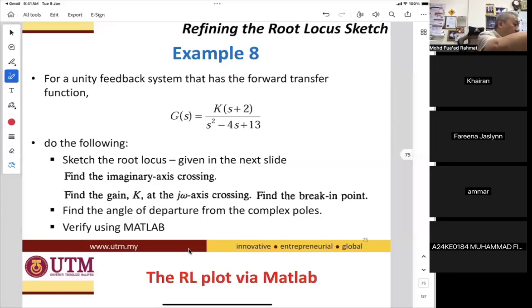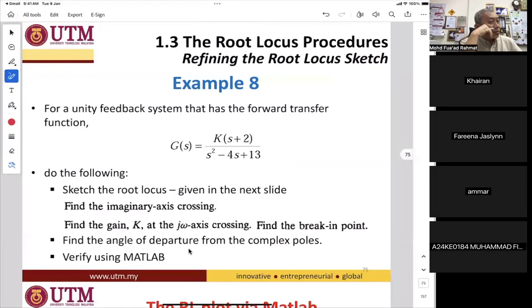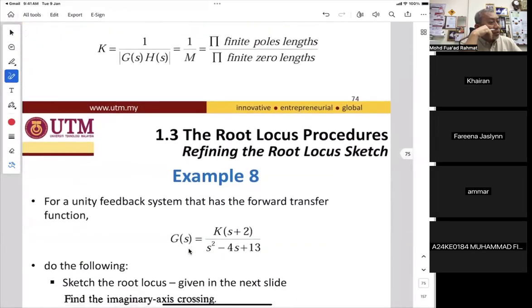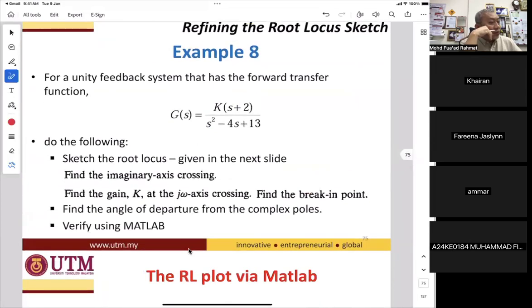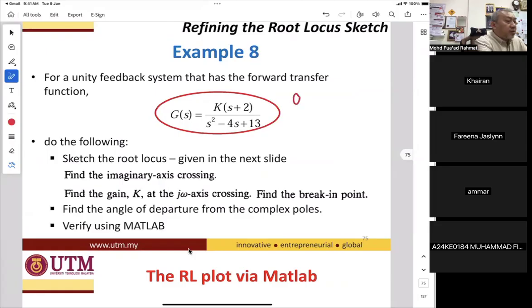Okay, we begin with example 8. After we discuss example 7, for a unity feedback system that has the forward transfer function as given here, the open loop zero is -2, and the open loop poles, you have to press the calculator to find the value.